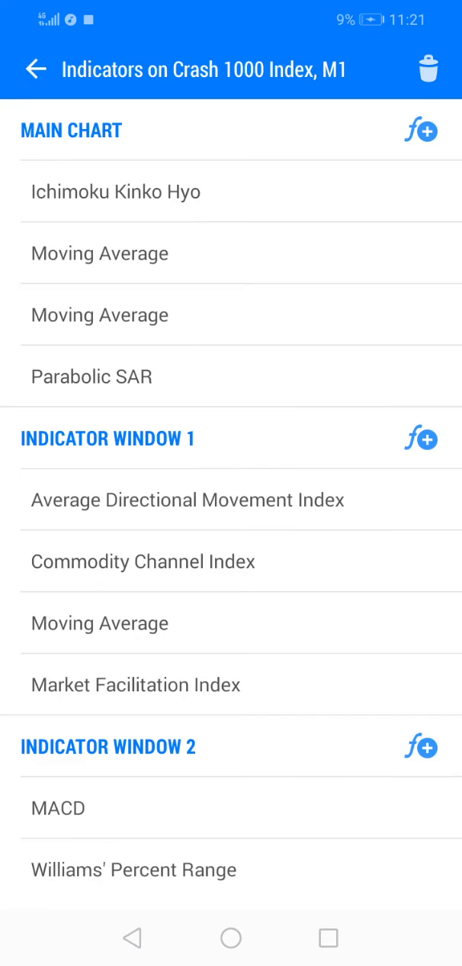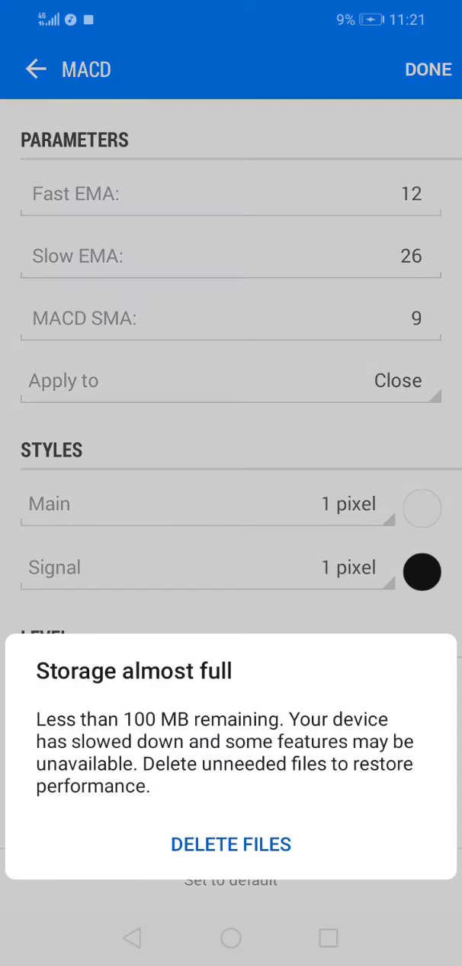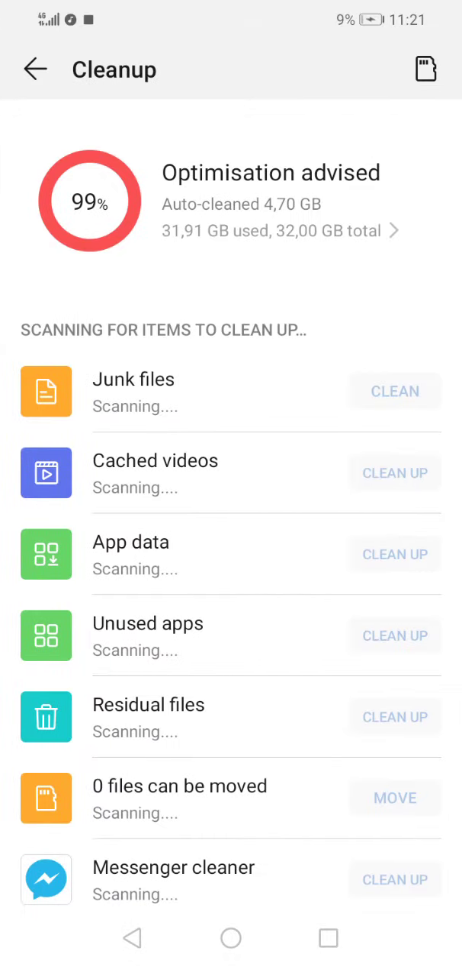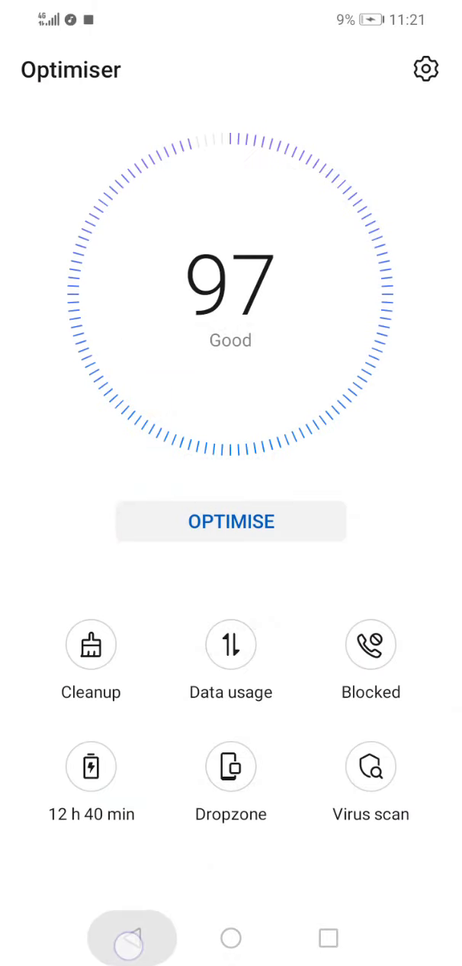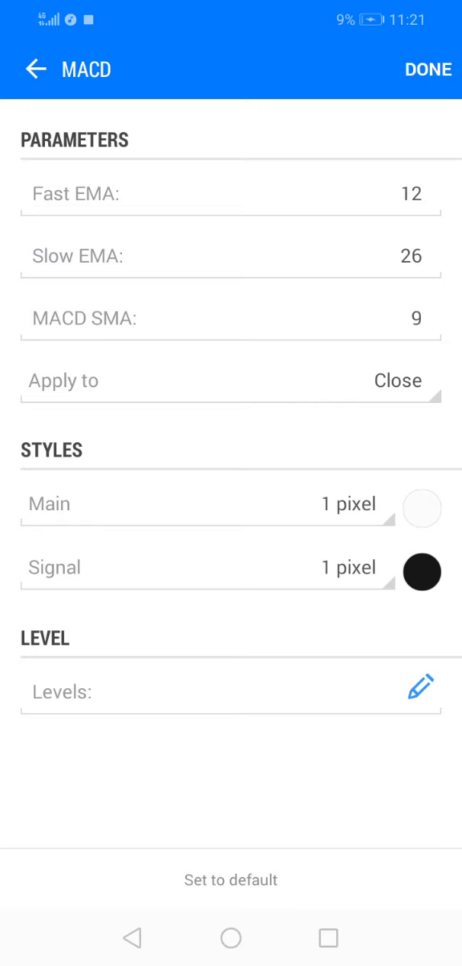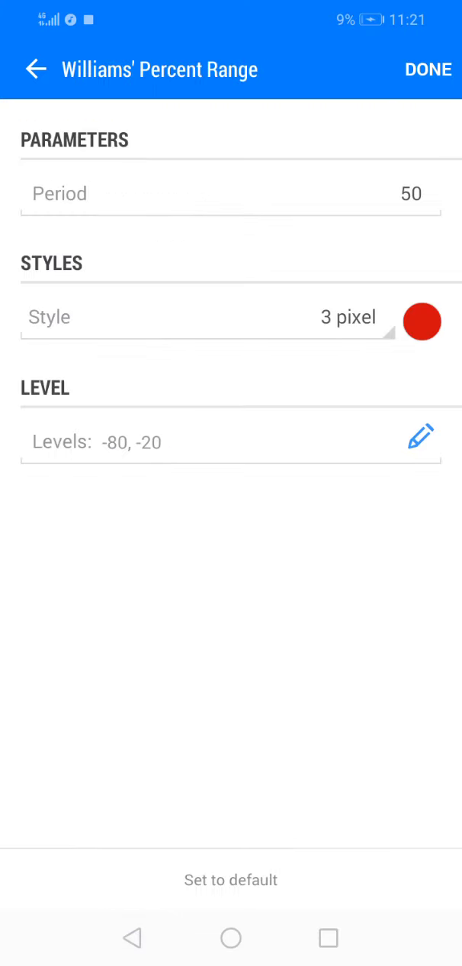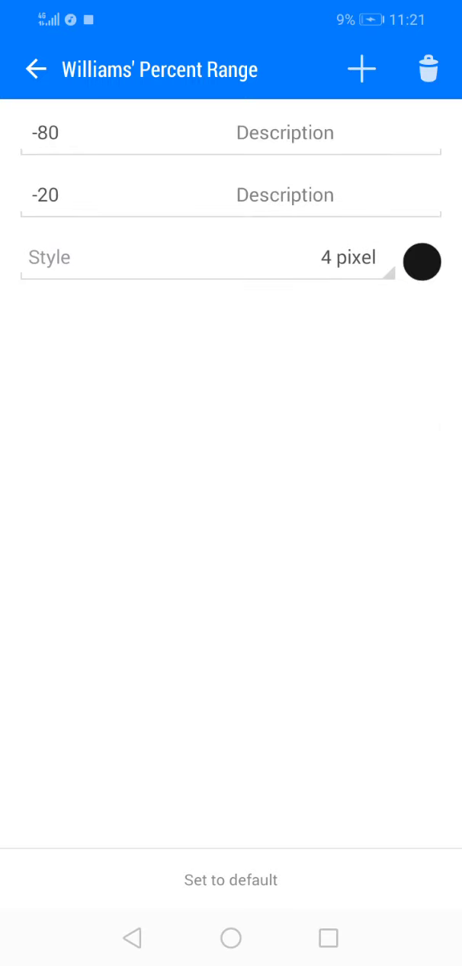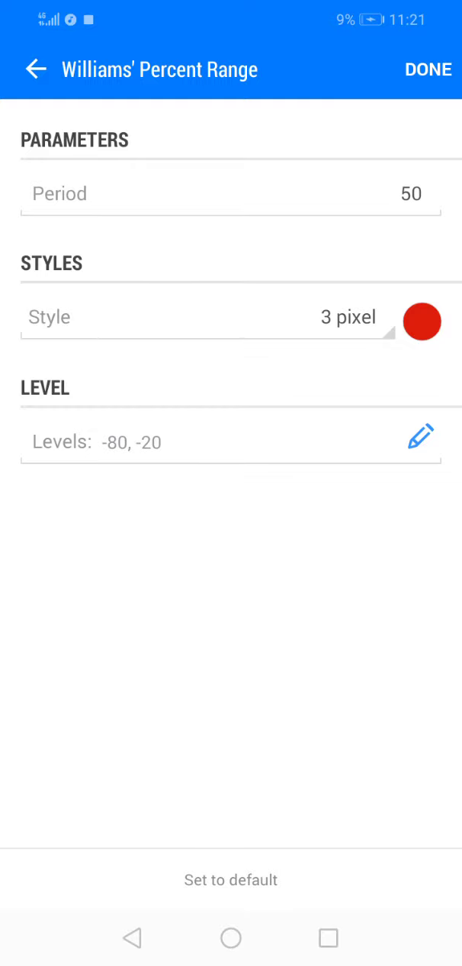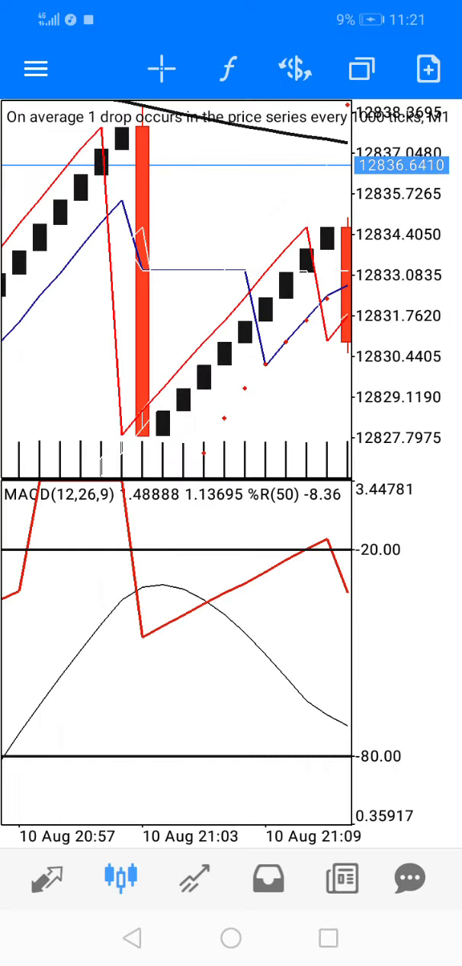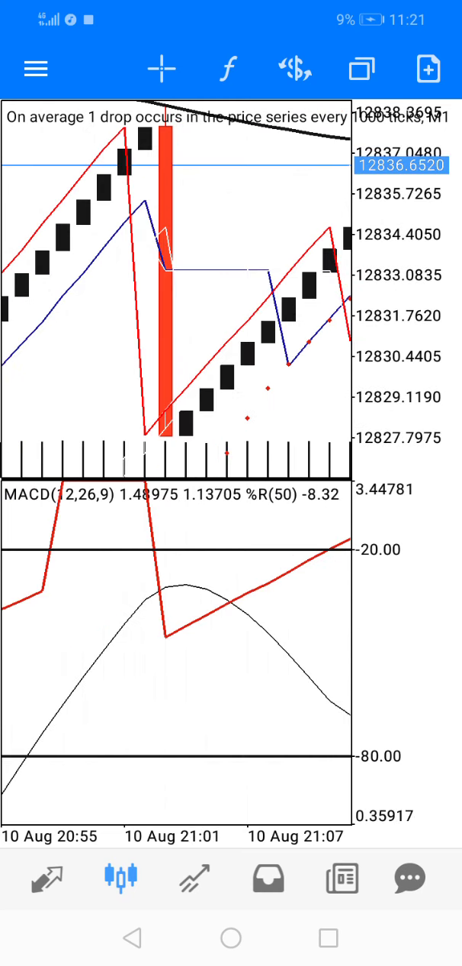On window 2 is MACD. Look at my space, I don't have space anymore. I set the MACD to 12, 26, 9, apply, close. And the Williams percentage period is 50, and the levels are negative 80 and negative 20. Style is for a color of your choice.